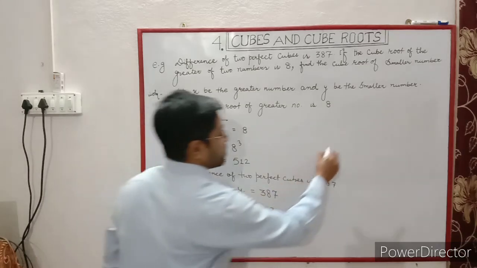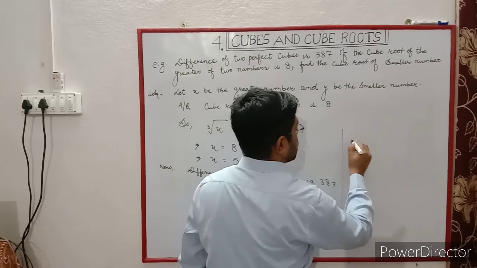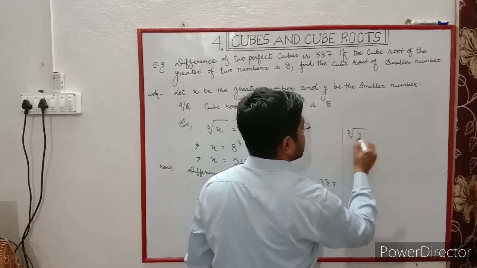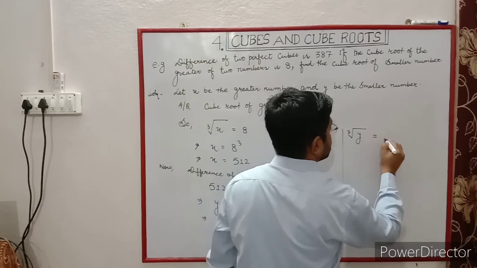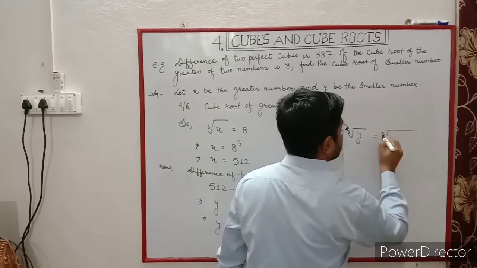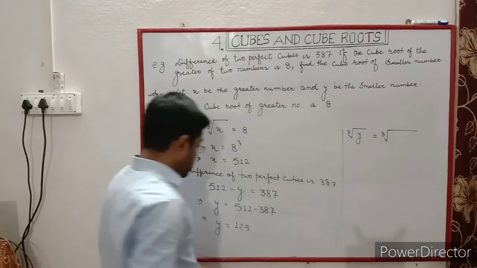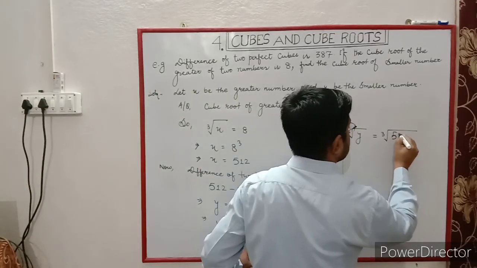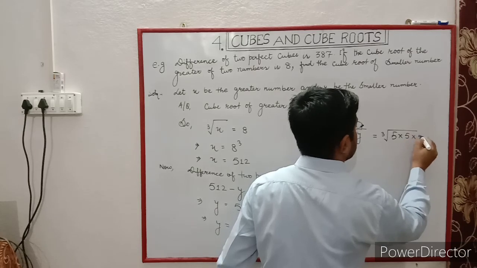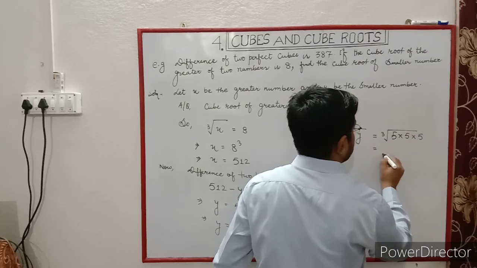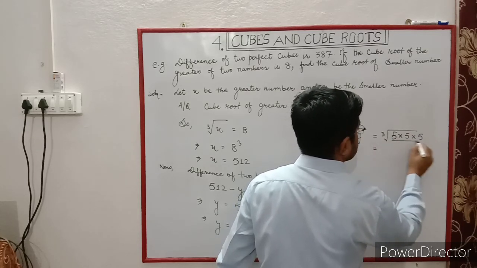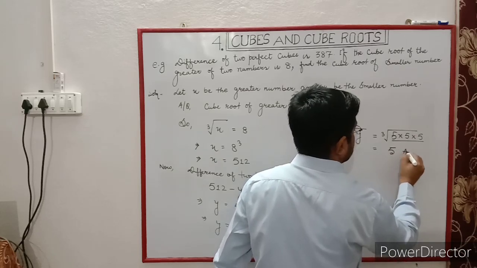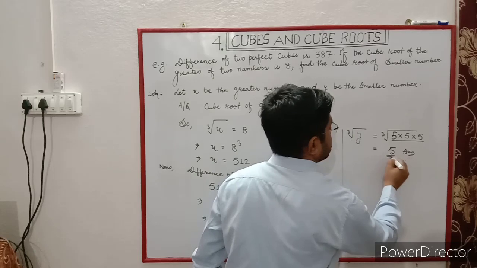Now cube root of y is equal to cube root of 125 expressed into prime factors. So 5 into 5 into 5, taking one factor from each group. So we can write here 5. So the smaller number is 5.